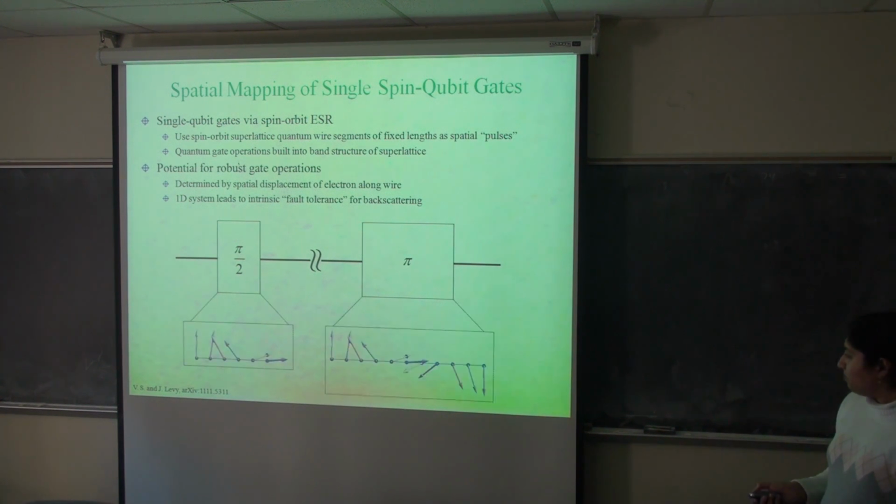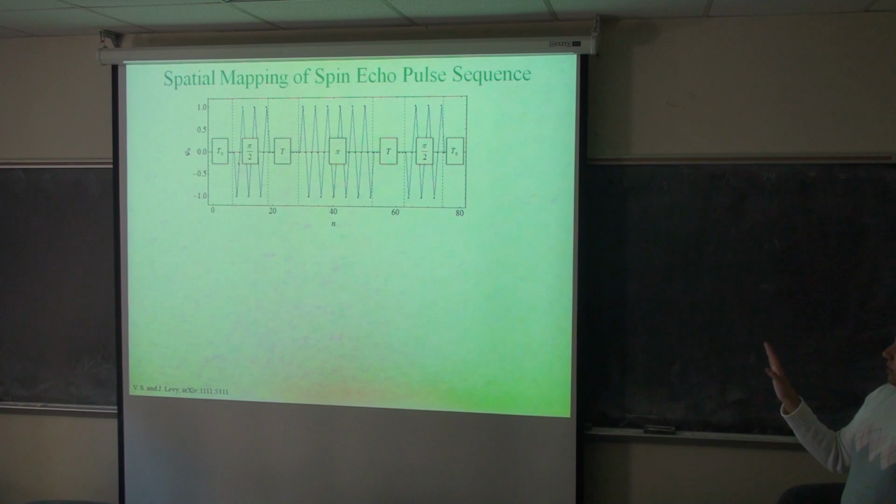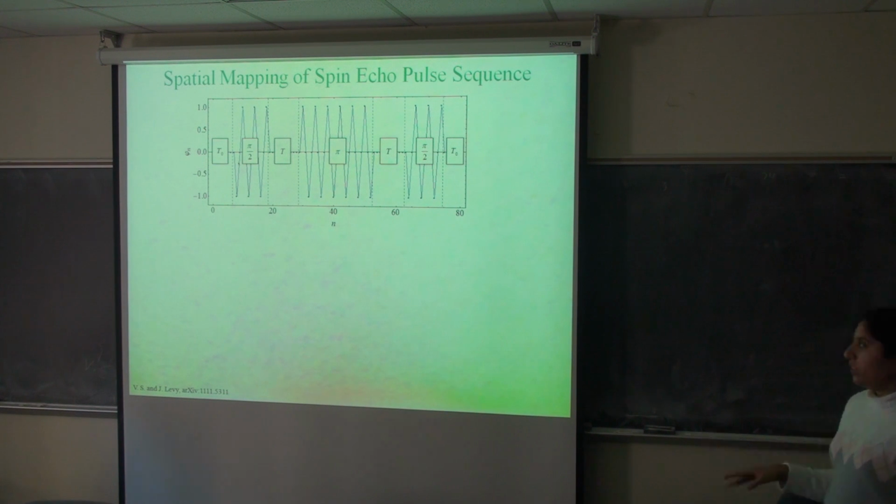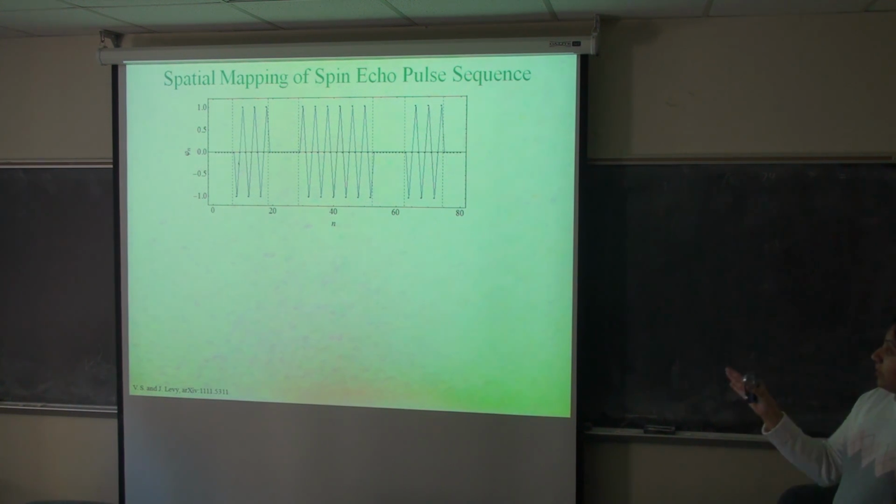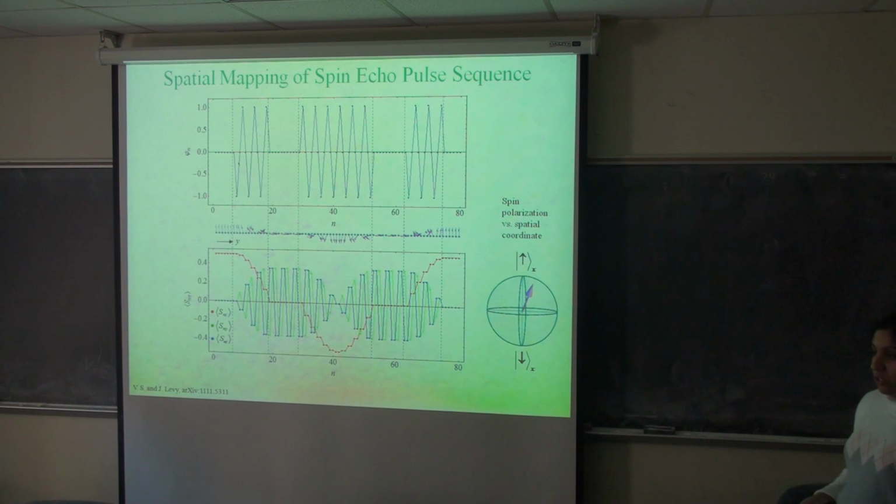Okay. This pulse sequence is typically used to cancel the effects of undesired spin evolution due to inhomogeneous magnetic fields, for example. But here we're using it to illustrate that we can carry out a sequence of single qubit gates in space. We can build this pulse sequence directly into the Hamiltonian through the spatially oscillating spin-orbit hopping amplitude. If we calculate the spin polarization for a superposition of the 2 ground states of the system, we find what we would expect for this pulse sequence in time.